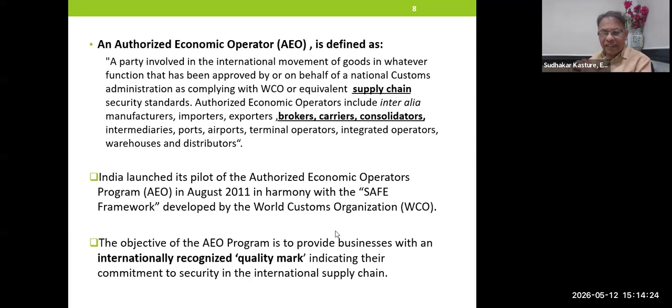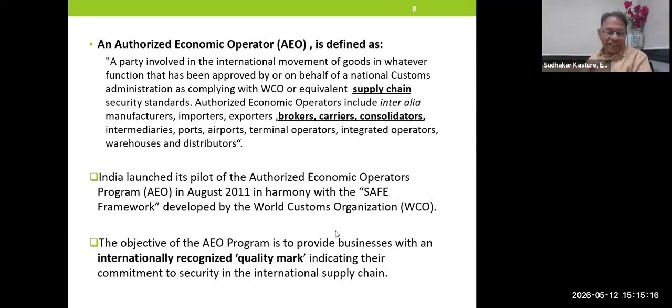And who can be an AEO? Authorized economic operators include manufacturers, importers, exporters, brokers, carriers, consolidators, intermediaries, port, airport, terminal operators, integrated operators, warehouses, and distributors. These are all functionaries of movement of goods, supply chain functionaries connected with import export activities. And in India, we have covered this under one category. That category is called LO. LO stands for logistic operator. So whatever kind of logistic operator, he can be AEO. Importer exporters can be AEO. Manufacturers can be AEO.